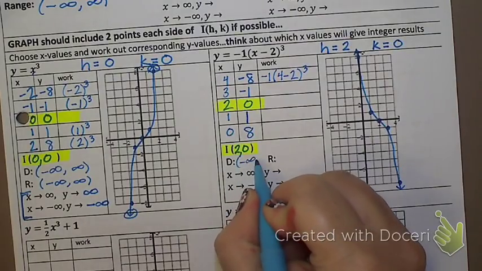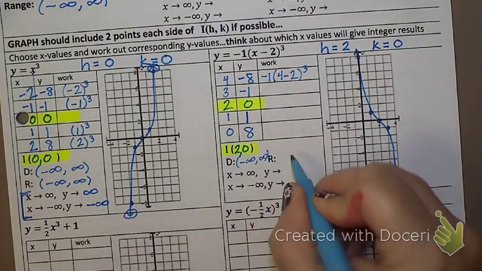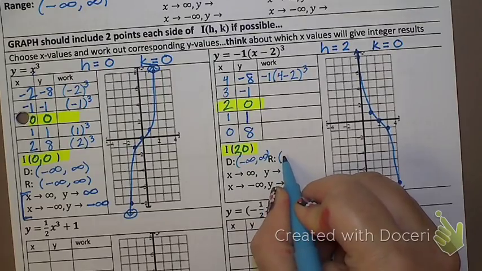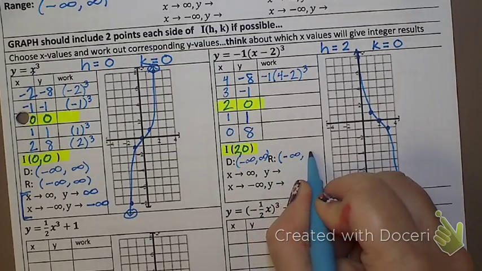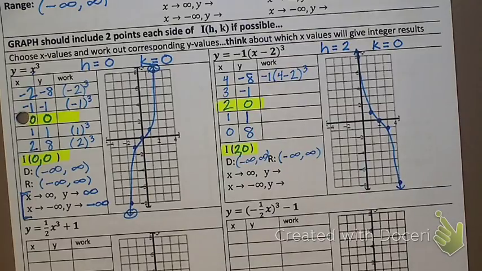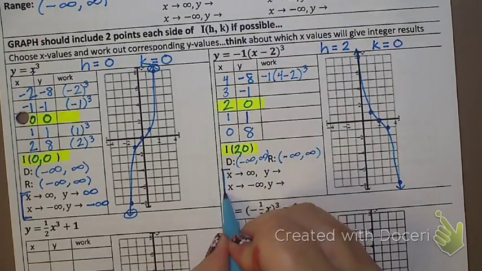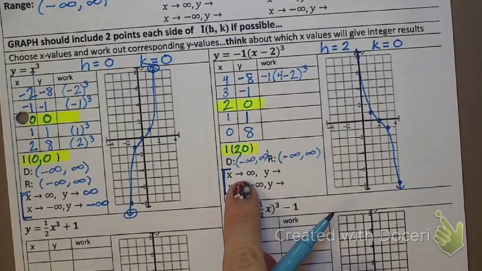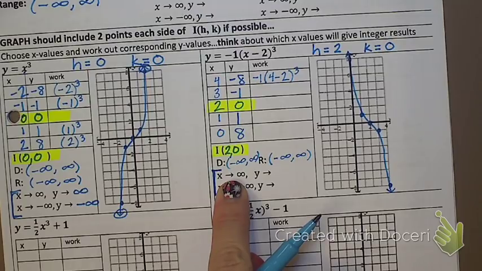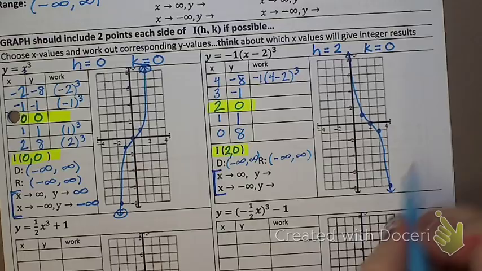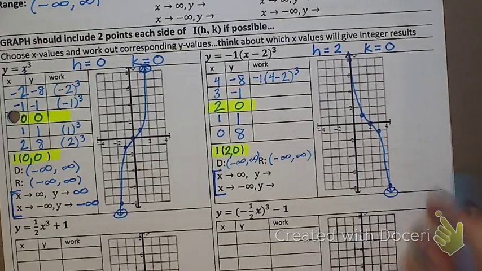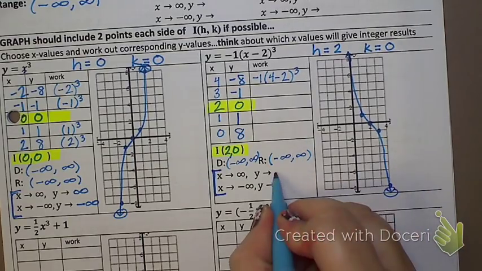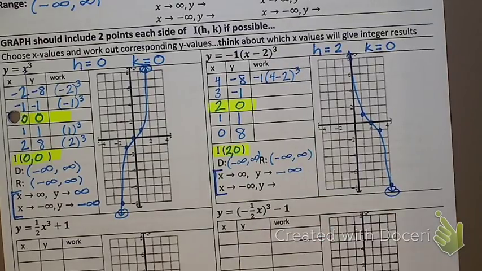All right, what's my domain? Negative infinity up to positive infinity. What's my range? Negative infinity to positive infinity. Okay, now let's talk end behavior. What is the first statement telling you to look at? The right side, because x going towards positive infinity would be on the right side. On the right side, what is my graph doing? It's going towards negative infinity.